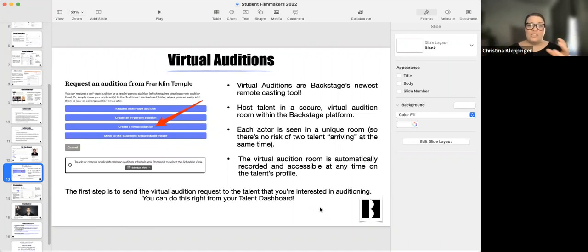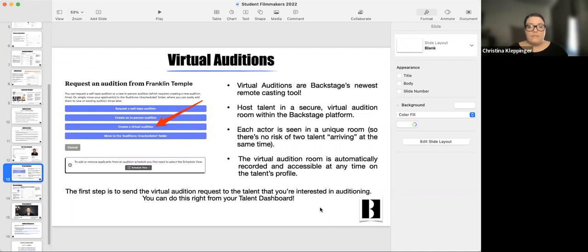So if this actor's audition is running a little bit long and this actor happens to be 5 minutes early, they're not going to be in the same audition room. They're put in two separate virtual spaces, right? The other really nice thing is that it's going to automatically record your audition room and save it to the talent's profile as a video.